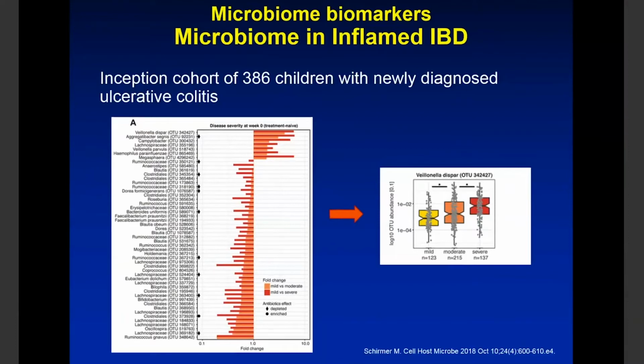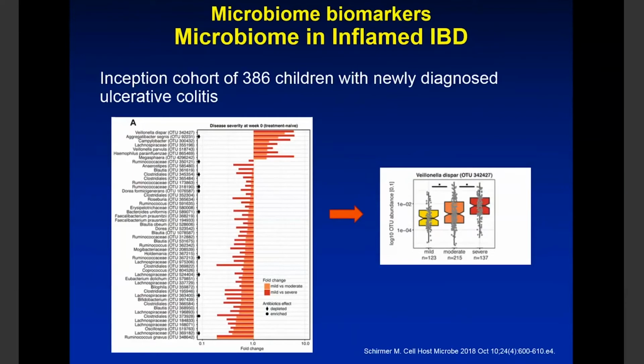You see here the fold change across a spectrum of microbial OTUs that are differential between mild to moderate disease or mild to severe disease, highlighted in orange and red respectively. For example, highlighting here, Mulinella dispar was significantly higher in abundance in severe disease compared to moderate, compared to mild, demonstrating a nice dose response curve.